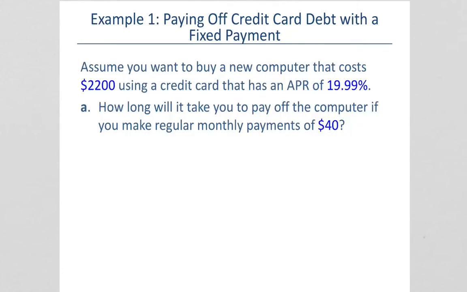Assume you want to buy a new computer that costs $2,200 using a credit card that has an APR of 19.99%. How long will it take you to pay off the computer if you make regular monthly payments of $40? So, here is our very long formula.